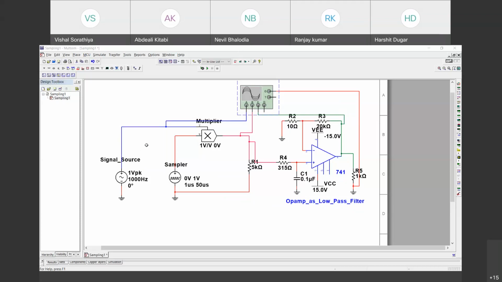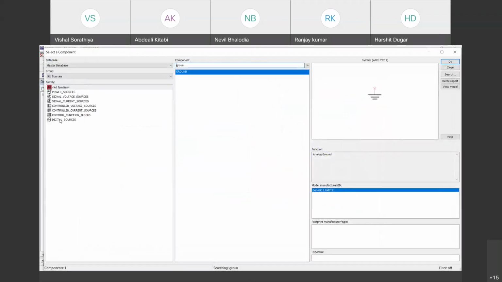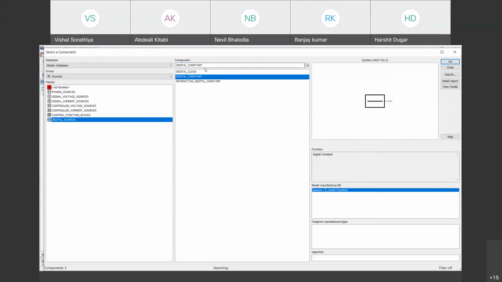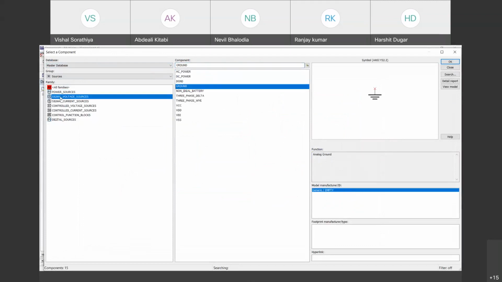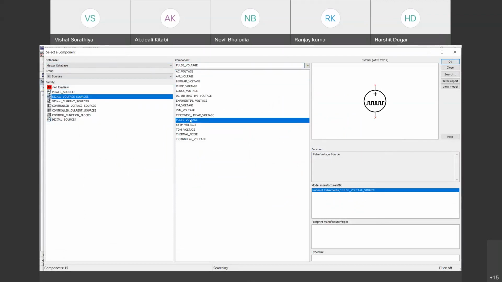Sir, the sampler is not in the digital source. Okay, let me show you. You can go to the source. Sir, in online, the digital source does not have it. Not power, source, just a second. Signal voltage source, you can take pulse voltage. On offline you can take pulse voltage from signal voltage source, pulse voltage. Okay. We will check with the online.